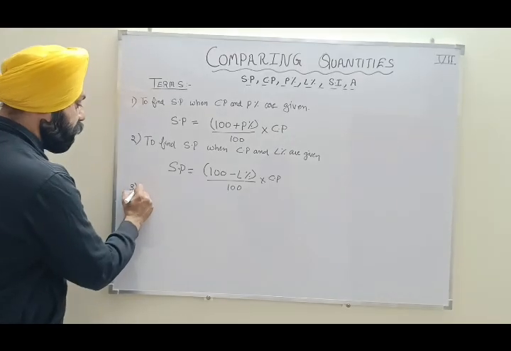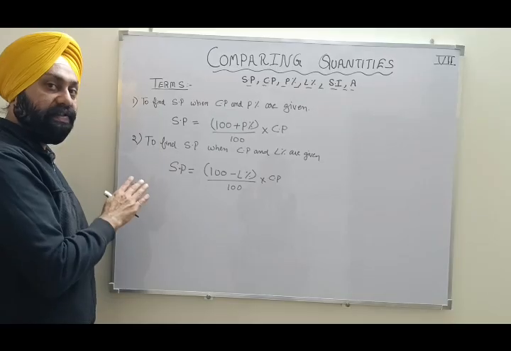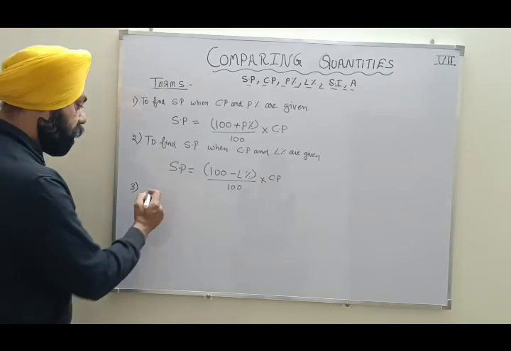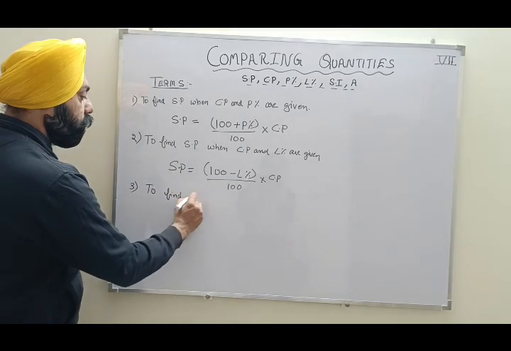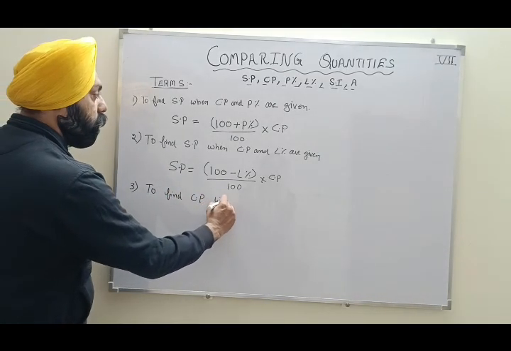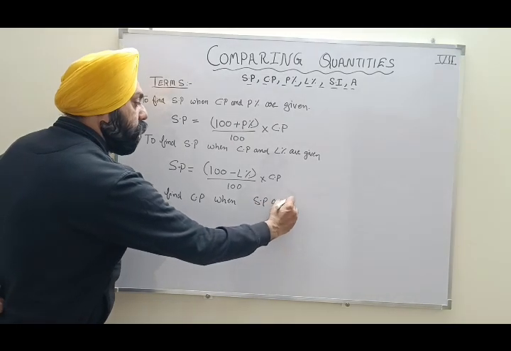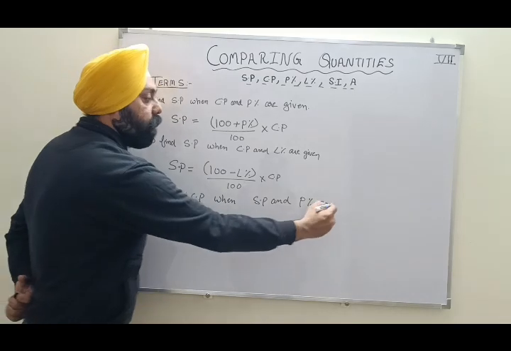So now let's change the situation. Now in these 2 formulas we have to find SP when CP, profit percent, and loss percent are given. Let's find CP. So the next formula is to find CP when SP and profit percent are given.